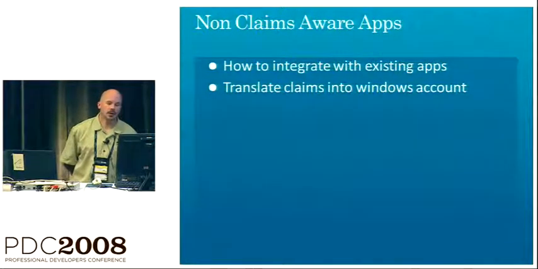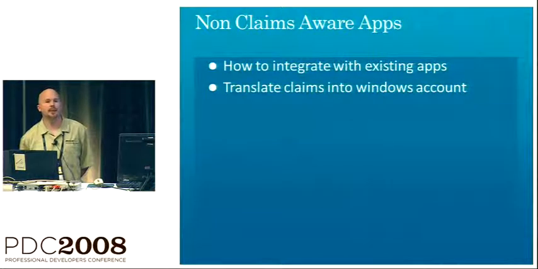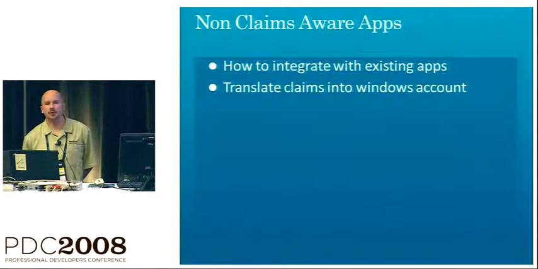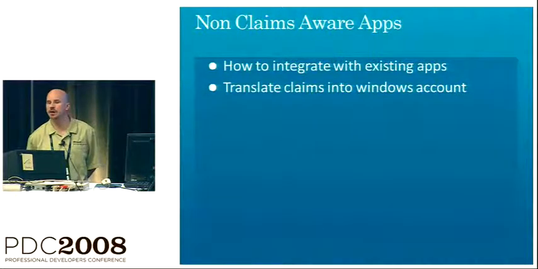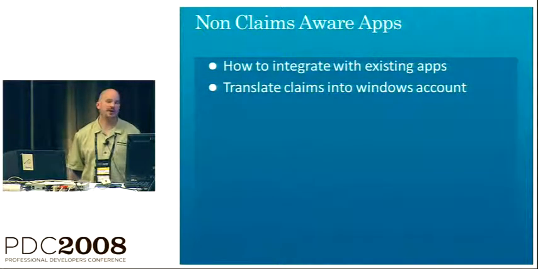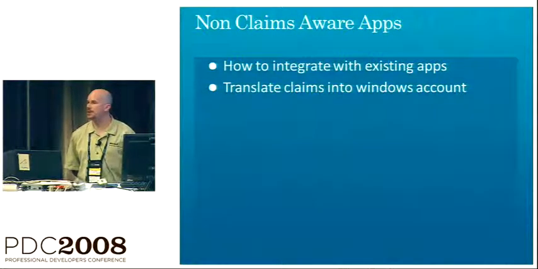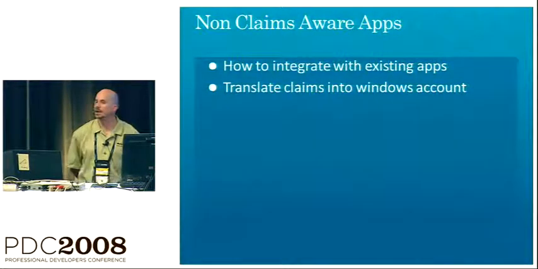So one of the things we're looking at, and we've prototyped a little bit, is this: while we're really excited about a brand new world where apps are claims aware and consume claims and tokens from issuers based on the Geneva framework or general purpose claims-based concepts, there are a lot of existing apps out there that don't yet participate in this world, but we would like to somehow integrate into this world.